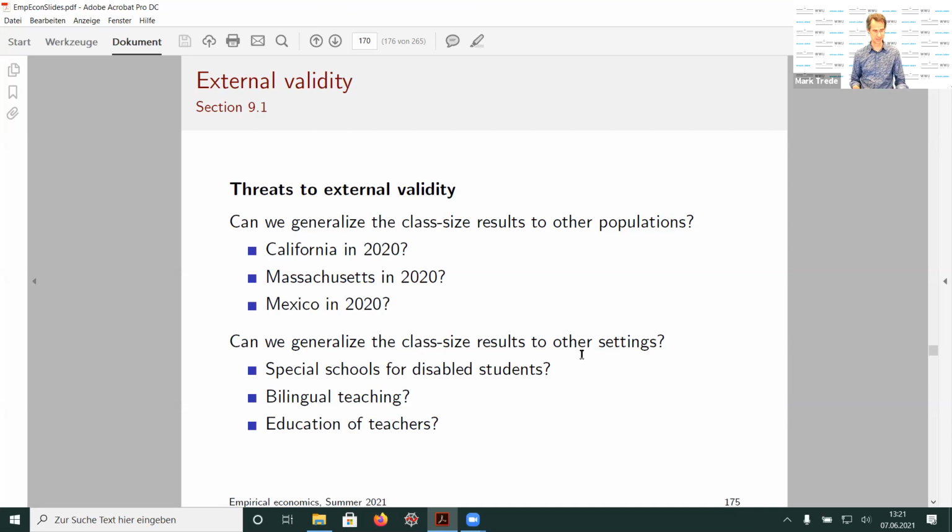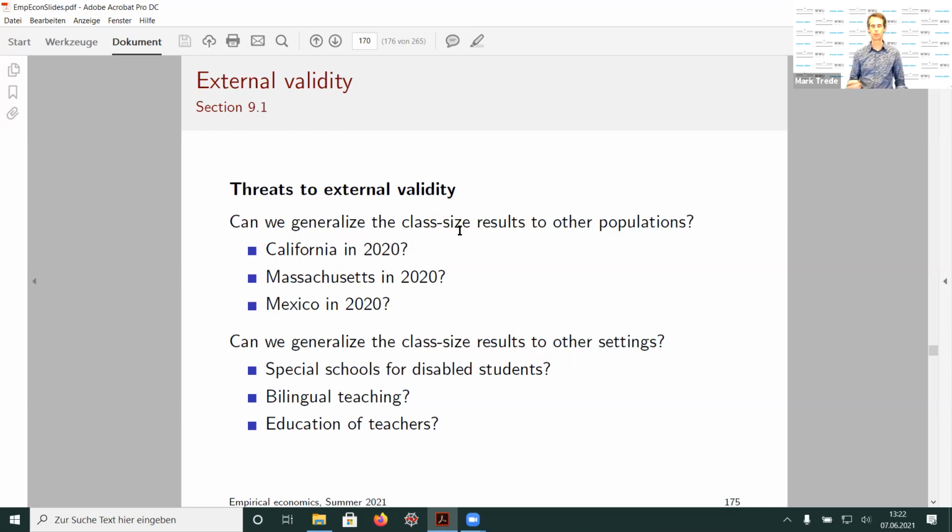Otherwise you could also just hire a statistician to do the econometric work for you, but that doesn't work, because the statistician doesn't know the economic implications and he doesn't know whether external validity is given or not, for instance. All right, so if we go back to our running example, we might ask, can we generalize what we have found out about the relationship between class size and learning outcome? Can we generalize that to other populations?